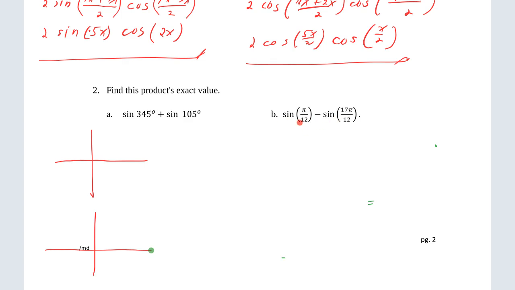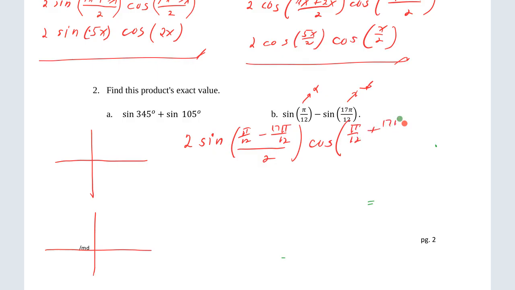Applying the correct formula for this difference of two sines. Okay, so according to the formula, this is 2 sine, and then this would be my angle alpha, this would be my angle beta. So if that's the case, then this is pi over 12 minus 17 pi over 12 all over 2, and then we have cosine of pi over 12 plus 17 pi over 12 all over 2.